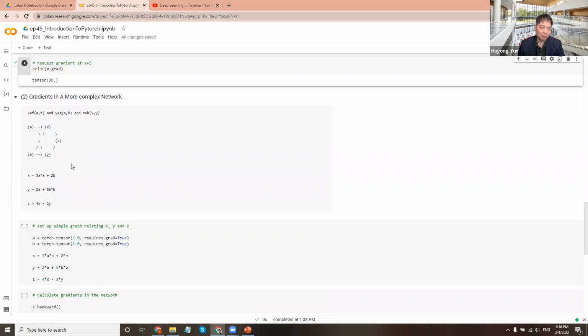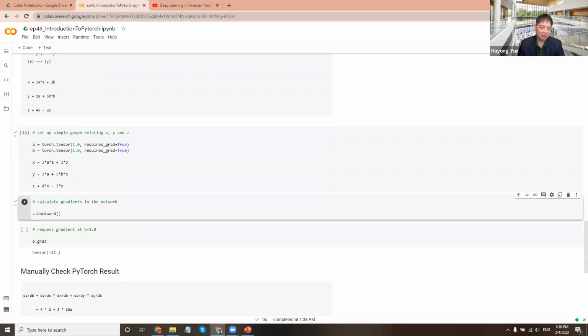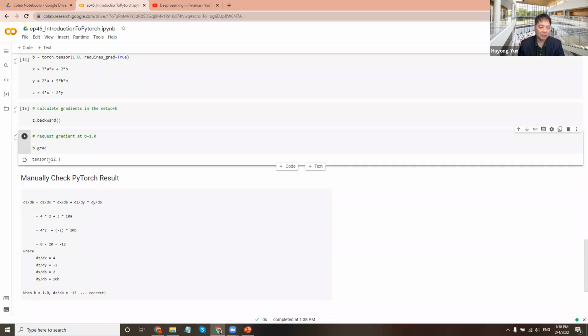You can give more complex networks like a neural network and all this. For example, here x and y are expressed in terms of a and b. Okay? And then z is expressed in terms of x and y. So how do we do that? So we have torch tensors of a and b. We want to get the gradients here. The x is a function of a and b, y is a function of a and b, and z is a function of x and y. The gradient of z at b, so dz/db, gets minus 12.